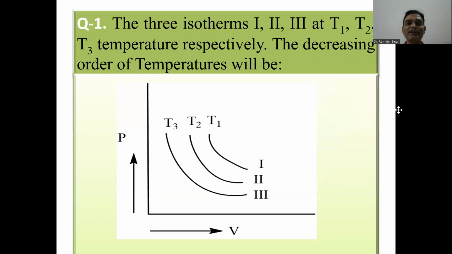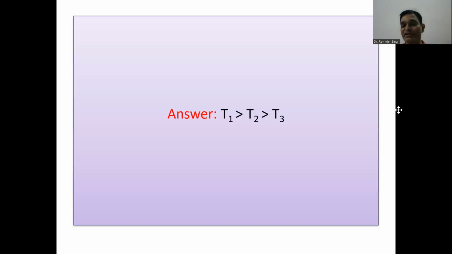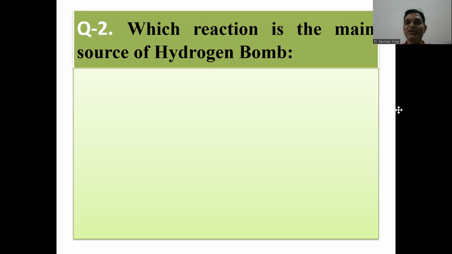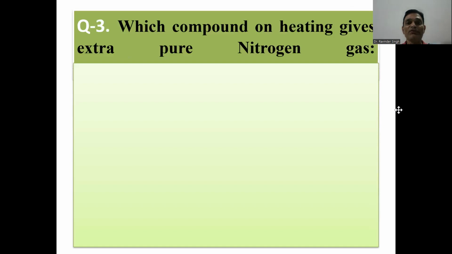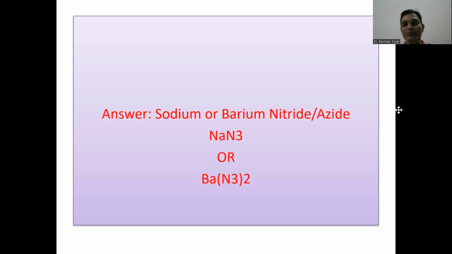The first question: the three isotherms 1, 2, 3 are at the temperatures T1, T2, T3 respectively. The decreasing order of the temperature will be T1 is greater than T2 is greater than T3. Next question, which reaction is the main source of the hydrogen bomb? The answer is nuclear fusion. Which compound on heating gives extra pure nitrogen gas? That may be sodium azide or barium azide, that is NaN3 or Ba(N3)2.